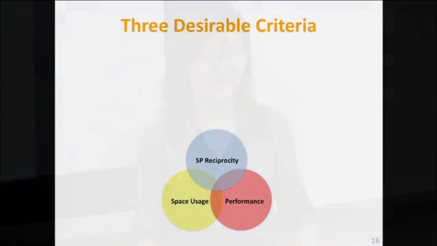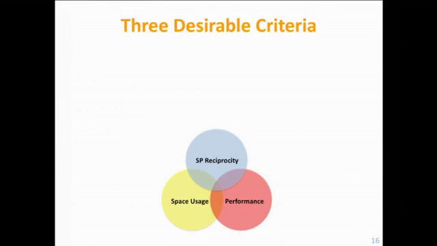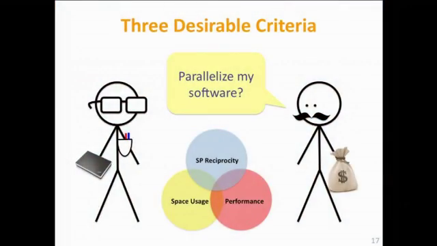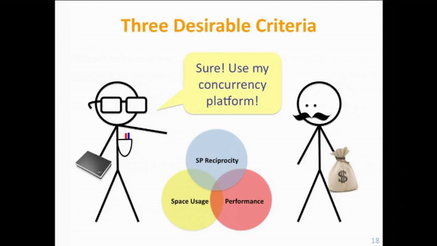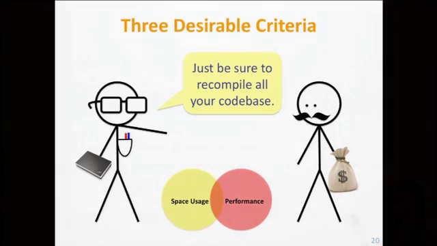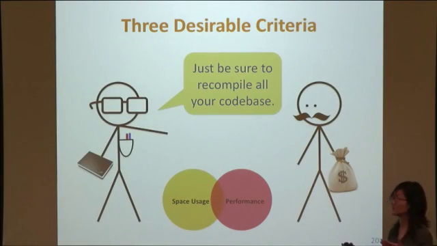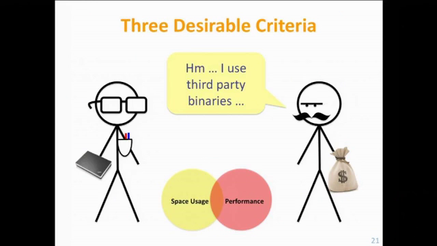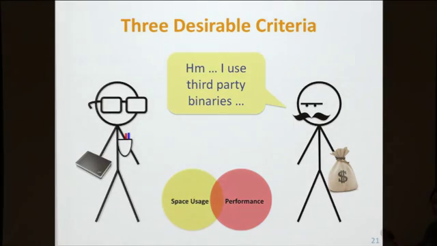Well, why are these three the desirable criteria? I like to demonstrate the point using a cartoon. We have an engineer, and then we have a customer. The customer would like to parallelize the software, and the engineer says, sure, use my concurrency platform. Well, if today the engineer can only satisfy 2 out of the 3 criteria, then what he needs to say is, well, if he decided to forego the SP reciprocity, which is to say interoperability between parallel code and serial code, then you need to ask the customer to recompile all his code base. But that may not work so well because the customer actually used a third-party binary. You can't recompile because he doesn't have the source.